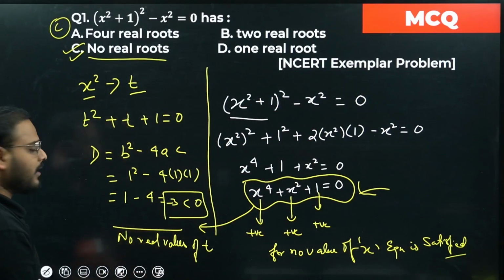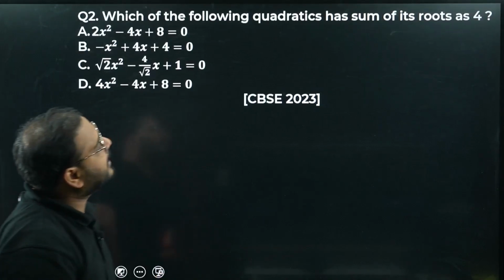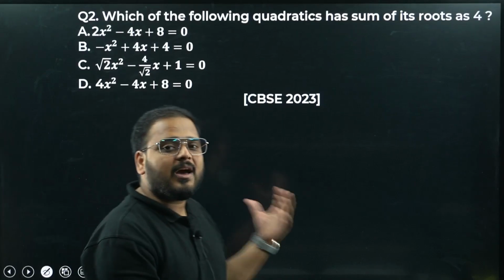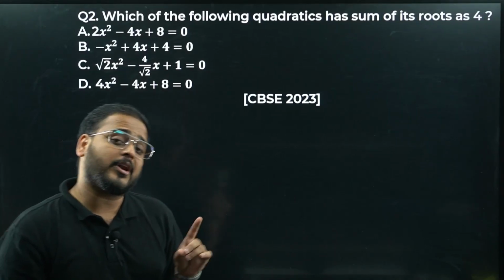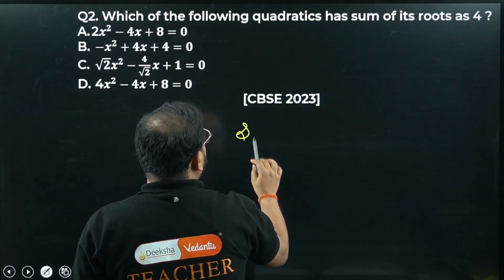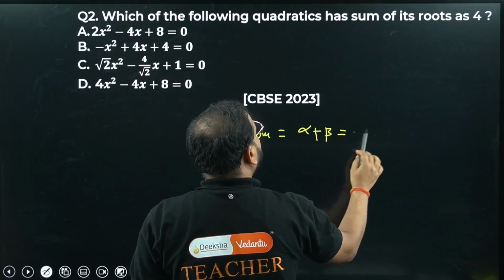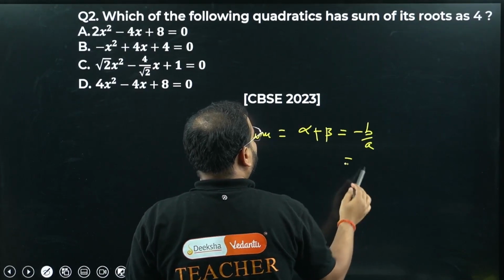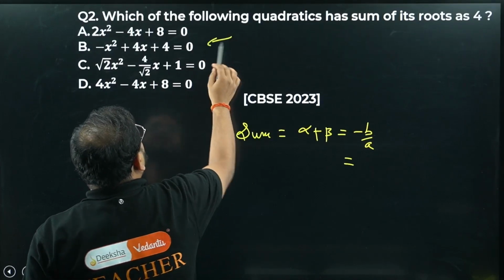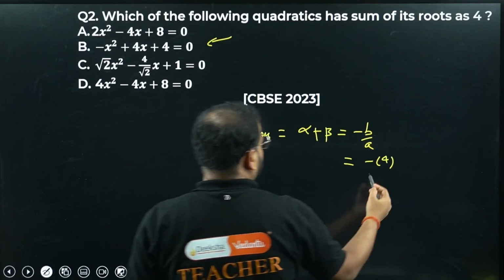Chaliye, have a look. Moving on to question number 2. Which of the following quadratics has the sum of the roots as 4? So we have not learnt quadratic equations, sir, but we have learnt quadratic polynomials. Same concept we will apply. Sum, alpha plus beta, was given by minus b upon a. What's minus b upon a going to be? Please check for the second one. So minus of 4, because b is 4, upon a is minus 1.